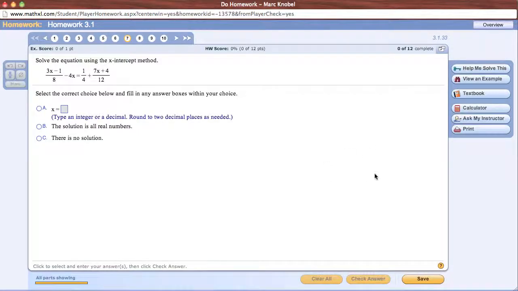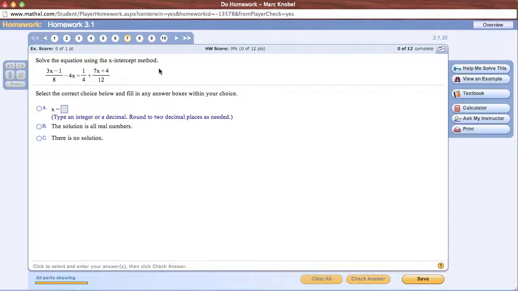So here I've brought up one of the homework problems from Course Compass, and this is in section 3.1 where the x-intercept method is covered. This is part of the review material, and I'm solving problem number 7 in this homework section. The equation in front of us is a little hard to see, so I'm going to bring it up: 3x minus 1 over 8 minus 4x is equal to 1/4 plus 7x plus 4 over 12. And we're going to solve this using the x-intercept method.